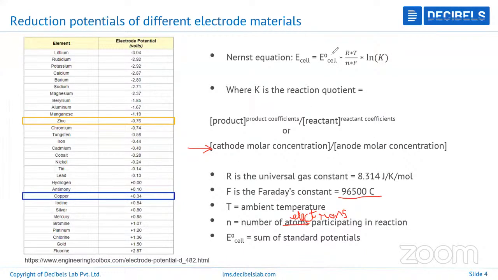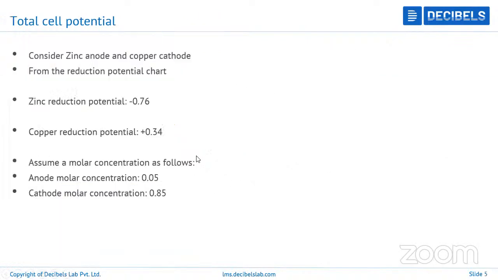And let's proceed with a simple example. So we will take the same Daniel cell example that we had yesterday, right? So consider the zinc anode and copper cathode. Okay, so you can just please note these values down. So please keep a calculator and some pen or paper at hand right now. So we'll start with the calculation. So consider zinc as anode and copper as the cathode.